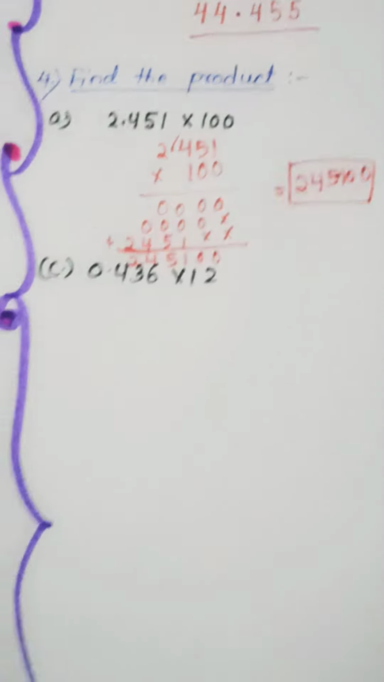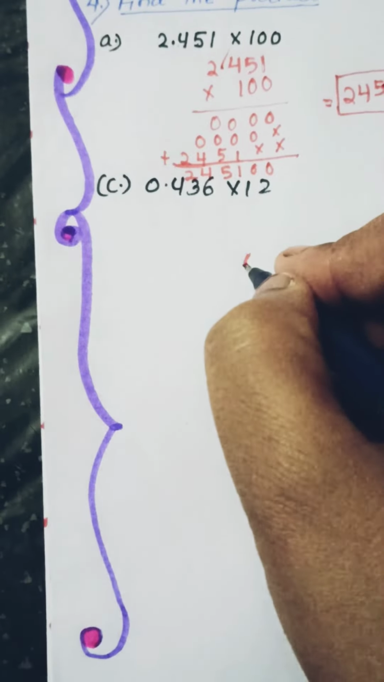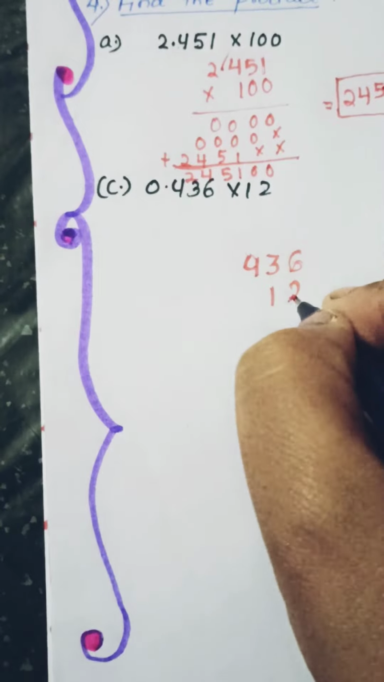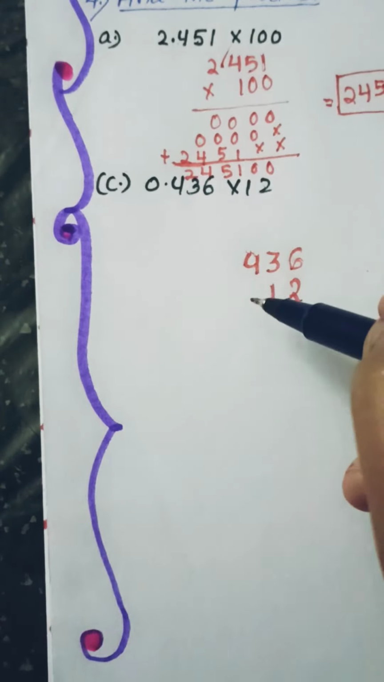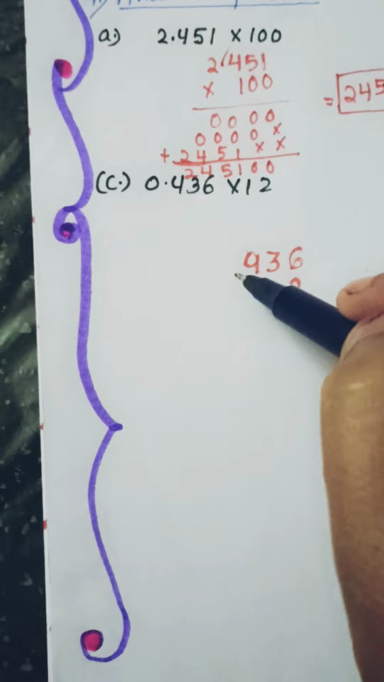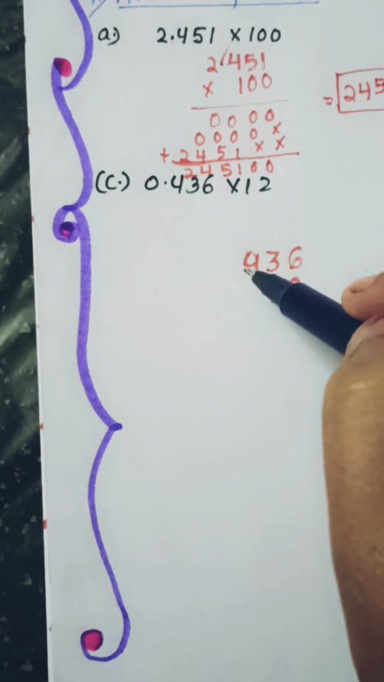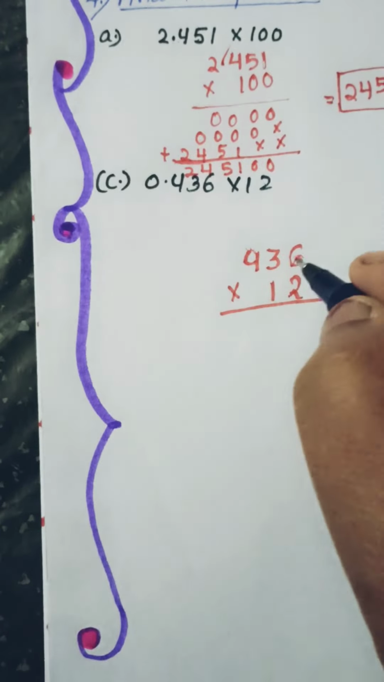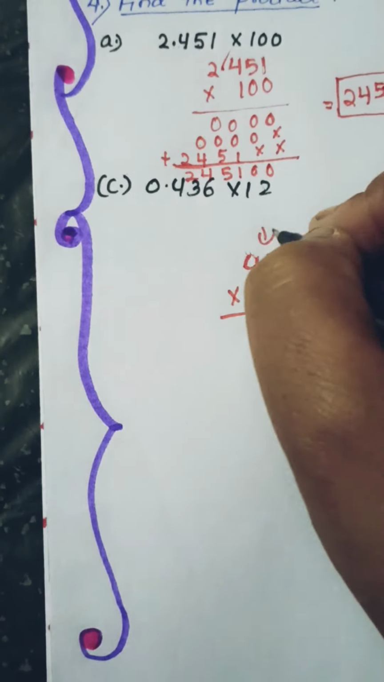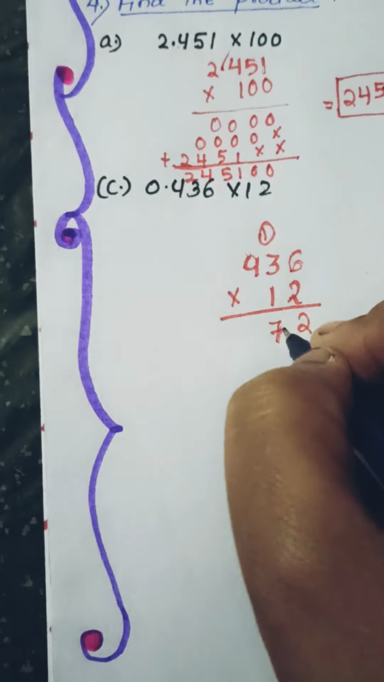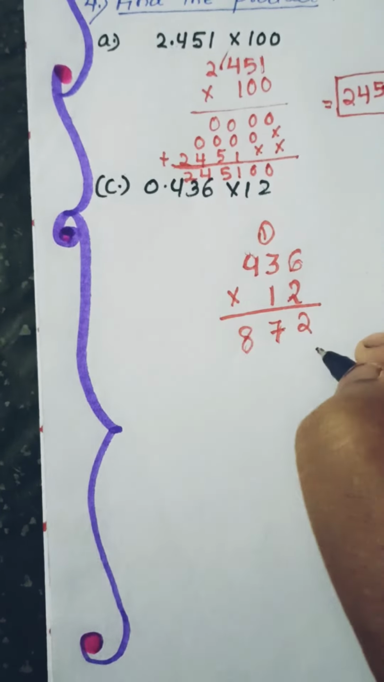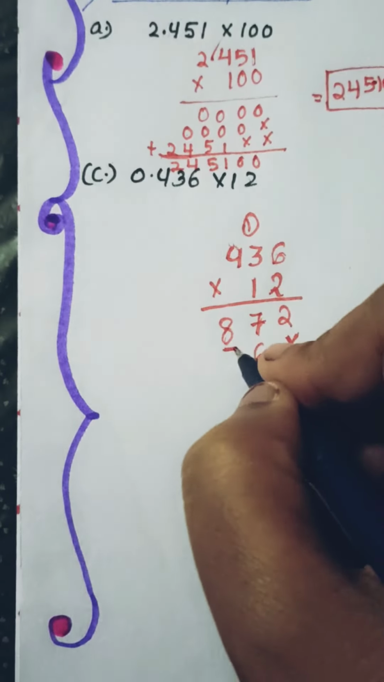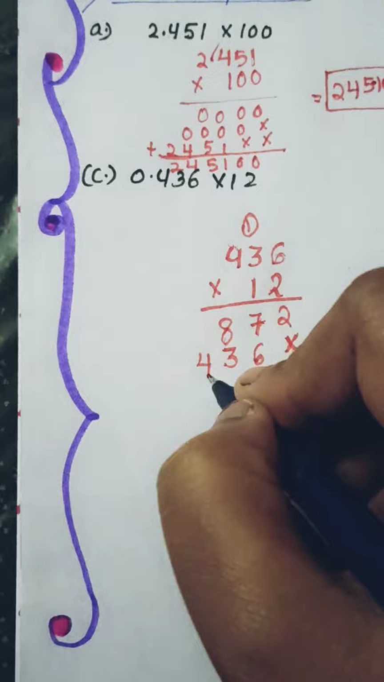Got it? Let us do this one now. 4 3 6 into 12. Now over here what I have done is I have removed decimal right away. Okay, then in our answer section we will place decimal. 6 2s are 12, 3 2s are 6 plus 1 7, 4 2s are 8, then 6 1s are 6. 3 ones are 3, 4 ones are 4.